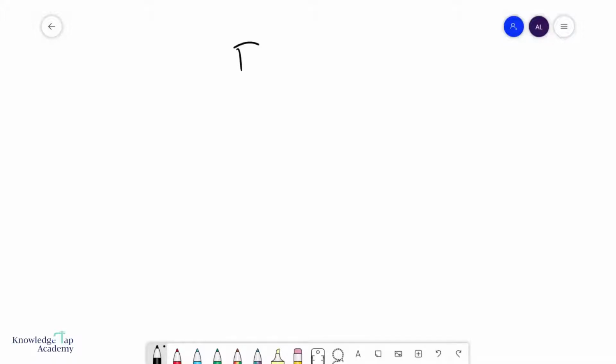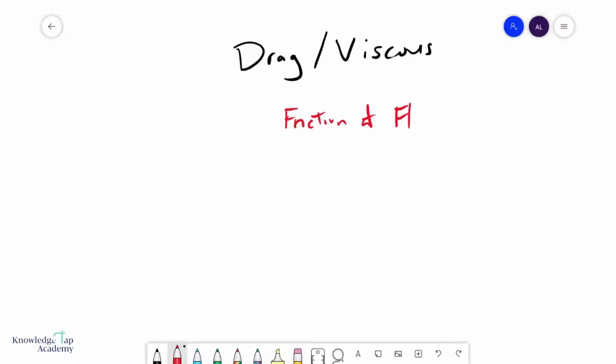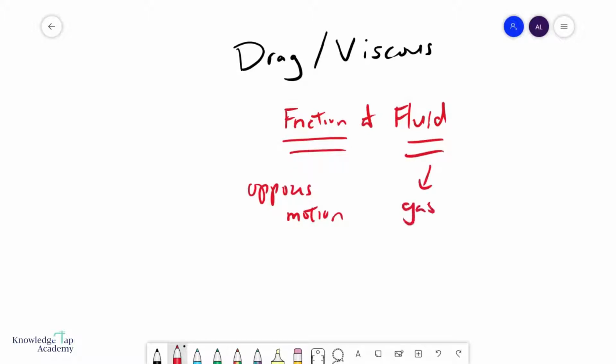Let us talk about the drag force. Sometimes we call this also the viscous force. And in a more colloquial way, we can call this the friction of fluid. When we say friction of fluid, basically we're trying to say that this is a force that opposes motion, and this is a force that is unique to fluids, which means gases and liquids.